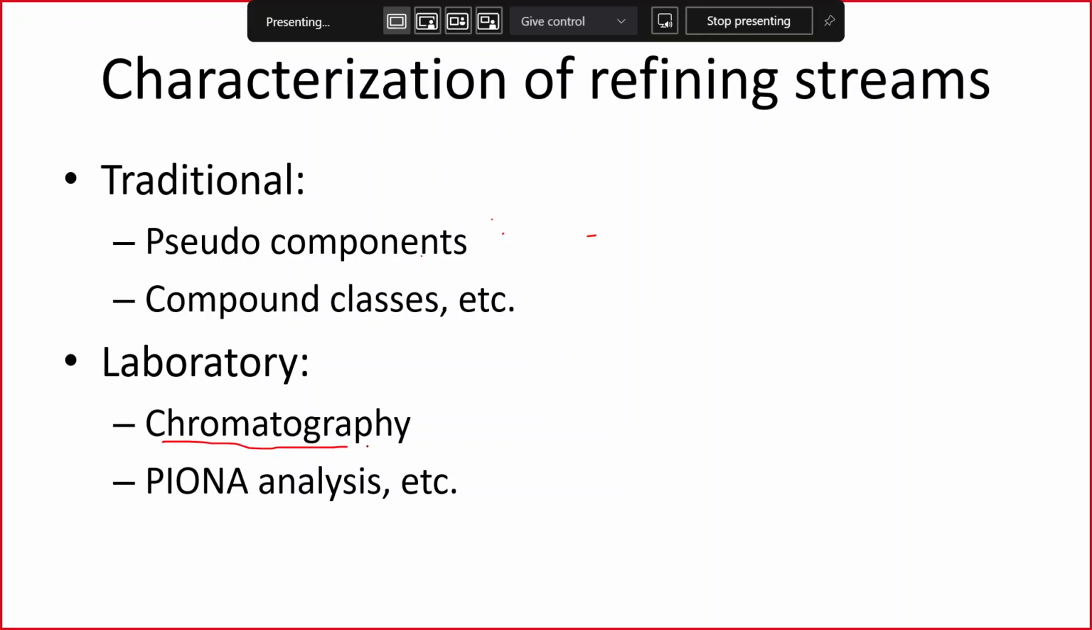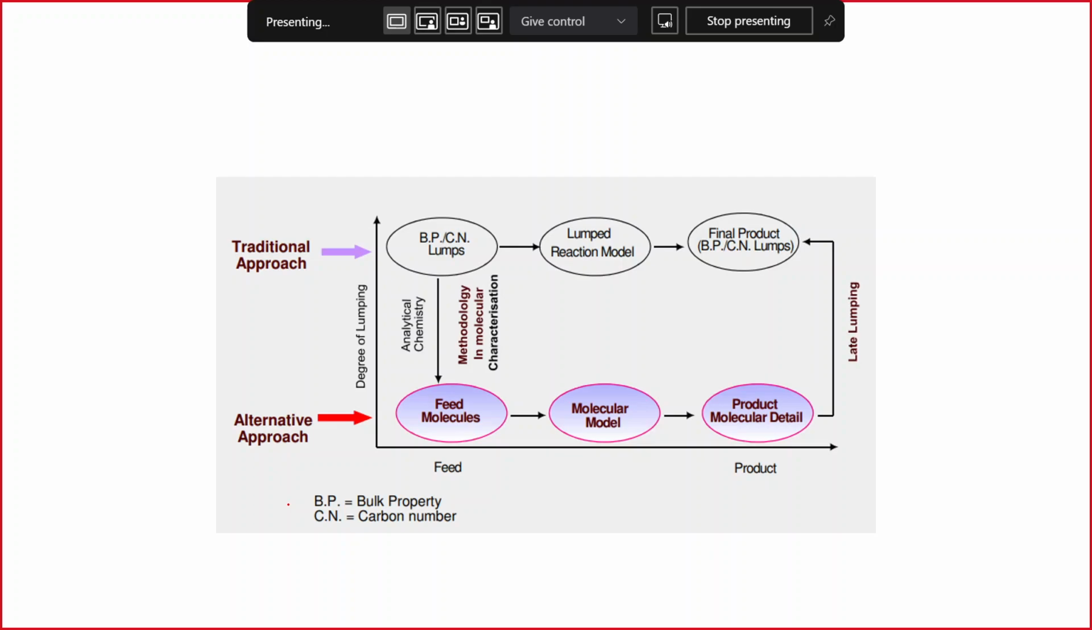So we need to have a chromatography analysis, PIONA analysis, and so on and so forth. Traditionally we have this traditional approach, which is the lumping. Like I mentioned, we typically use this only to model the reaction, so how much is then the yield of naphtha, jet fuel, and so on and so forth.